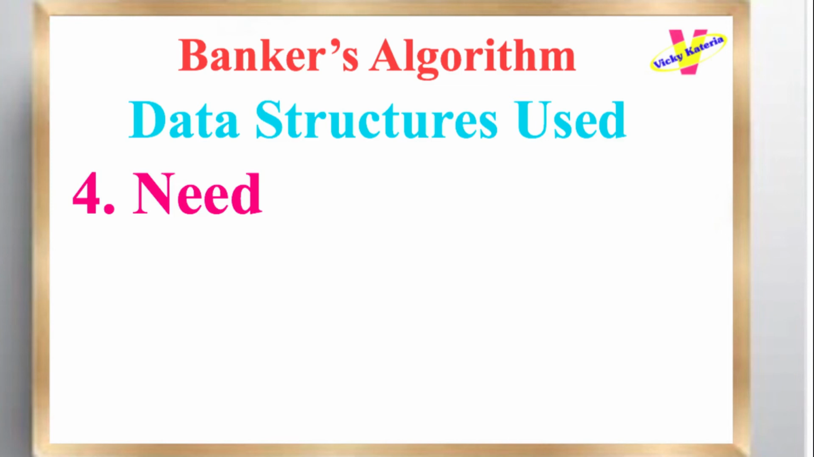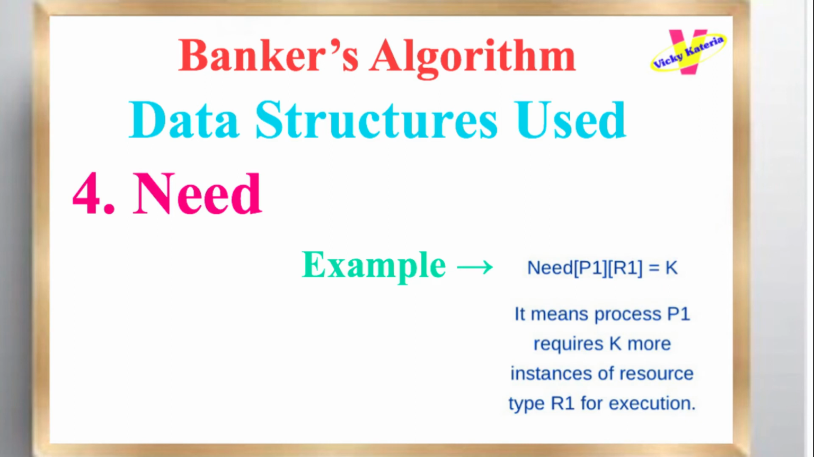Need. It is a 2-dimensional array that specifies the number of instances of each resource type that a process requires for execution. Example: Need[P1][R1] equals K. It means process P1 requires K more instances of resource type R1 for execution.